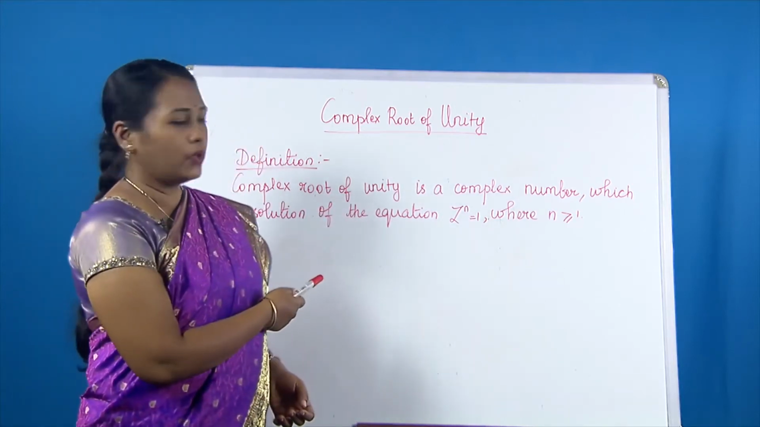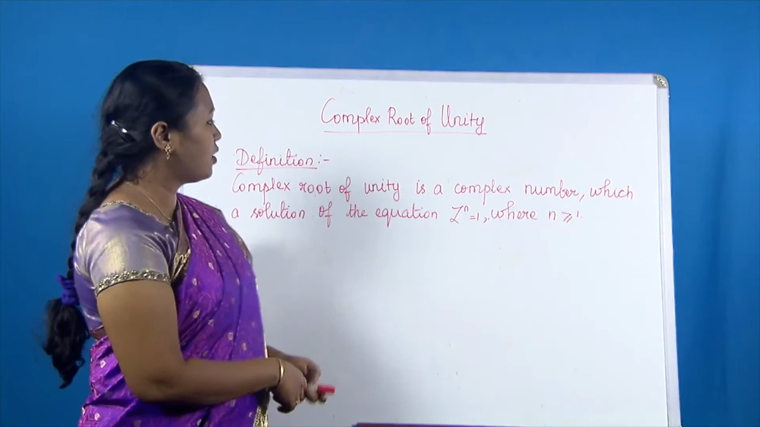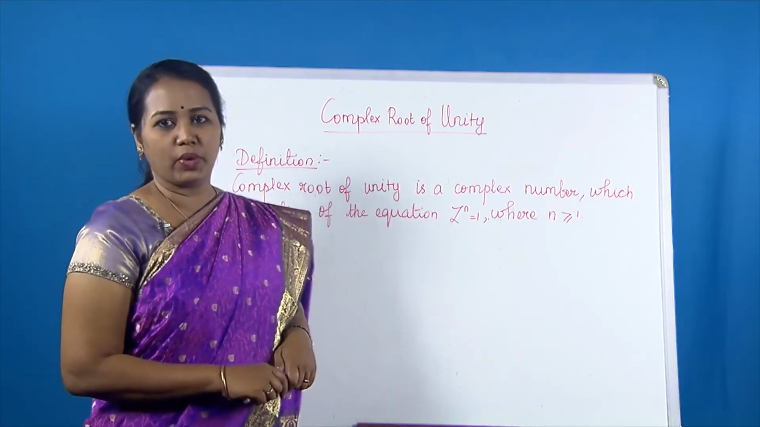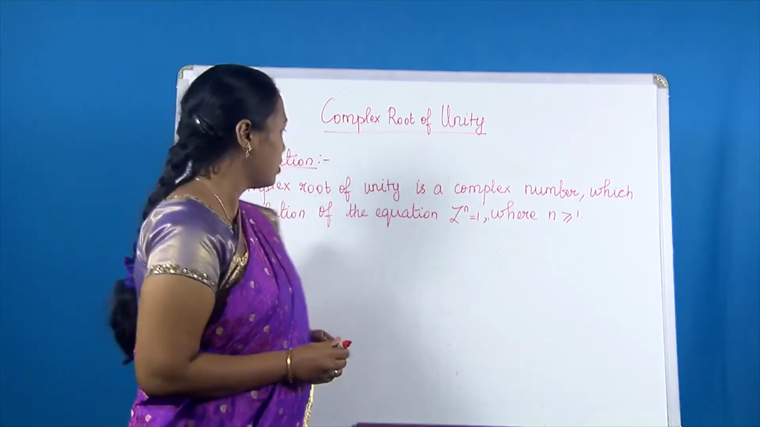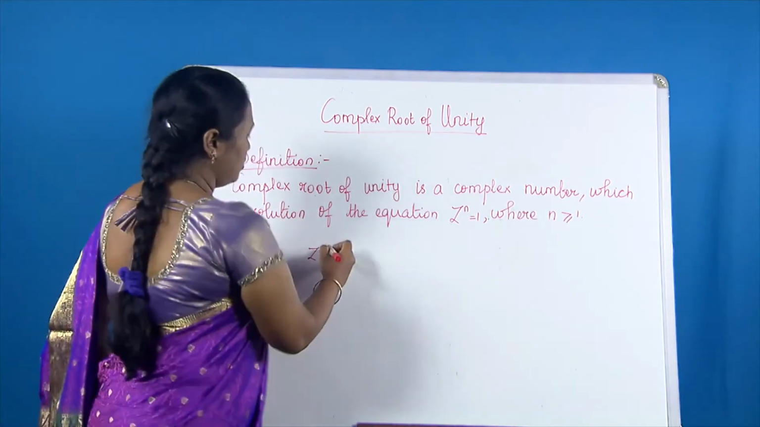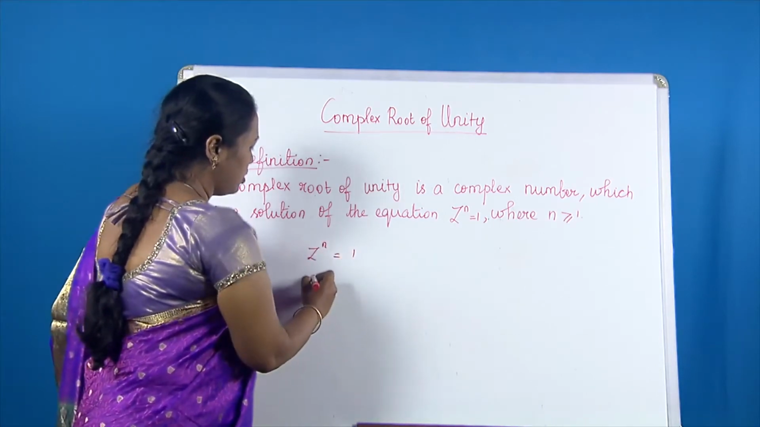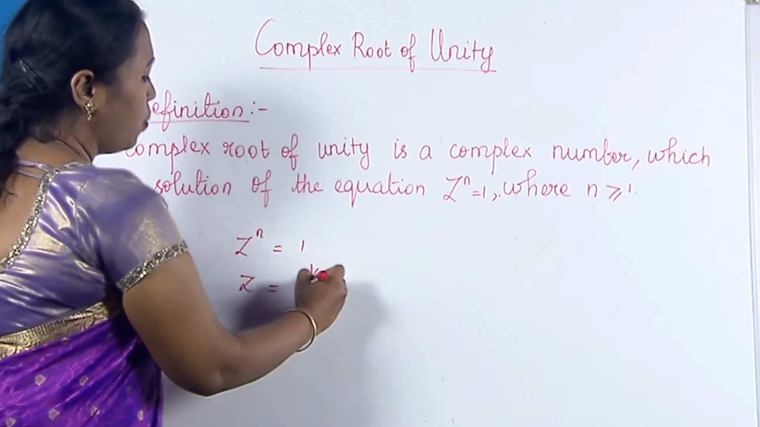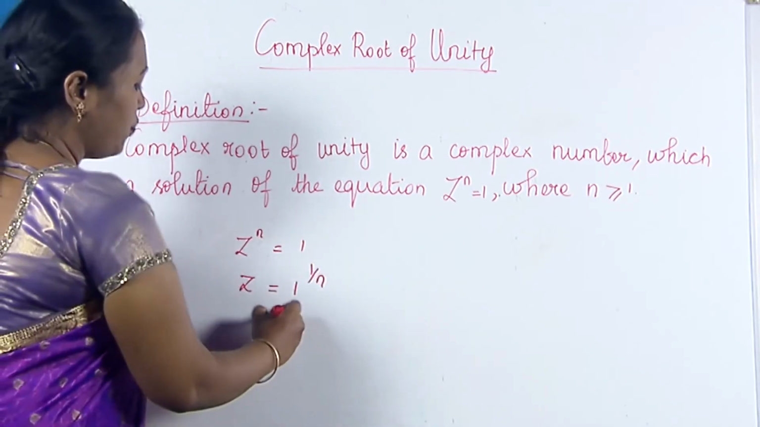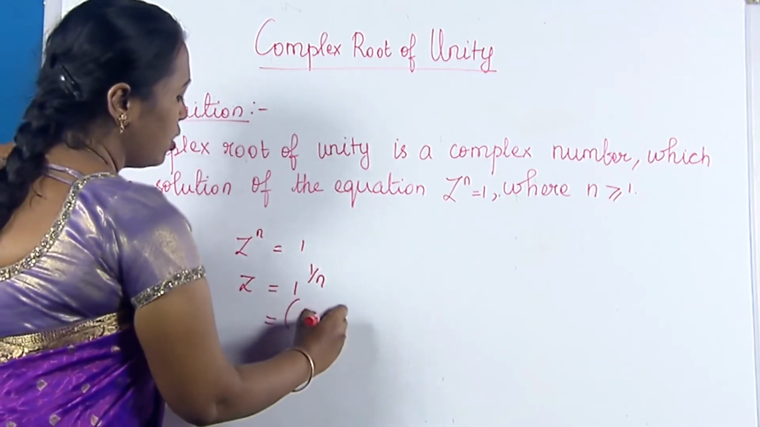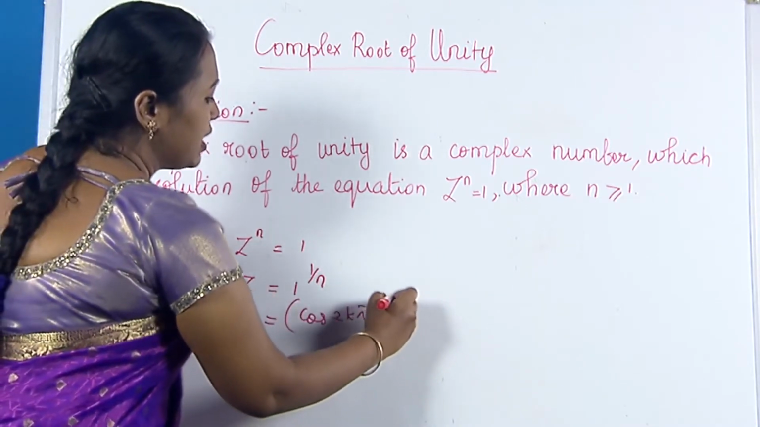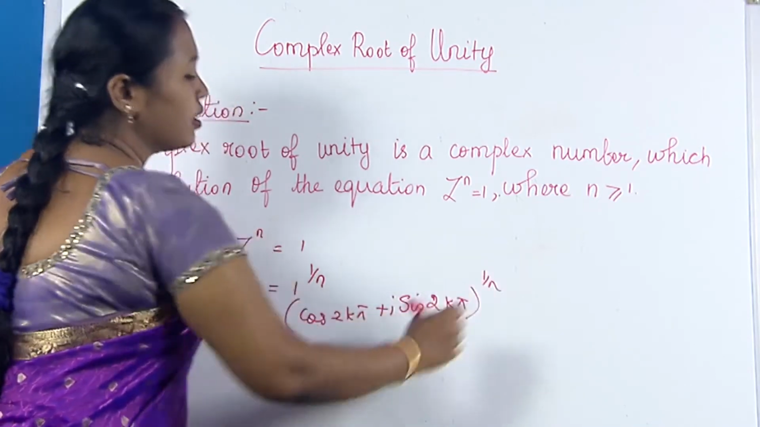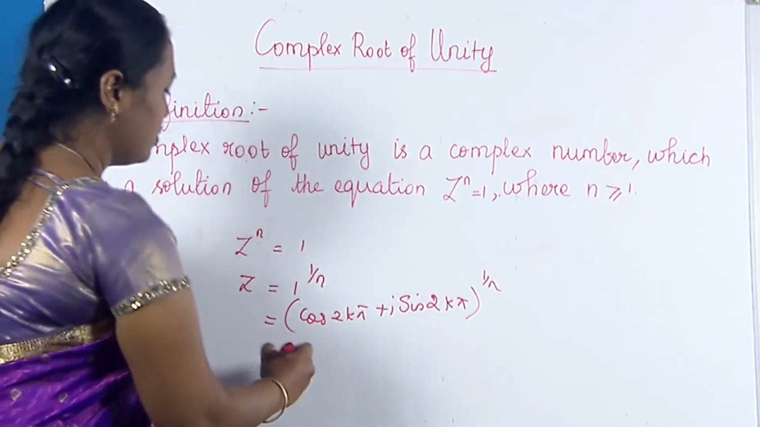The complex root of unity is a complex number which is a solution of the equation z power n is equal to 1, where n is greater than or equal to 1. Let us solve this equation. So, z power n is equal to 1 can be written as z is equal to 1 power 1 by n. So, we know that 1 can be written as cos 2k pi plus i sin 2k pi, the whole power 1 by n. Let us apply the de Moivre theorem.